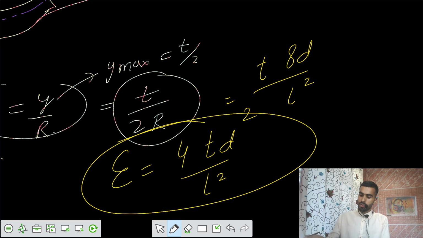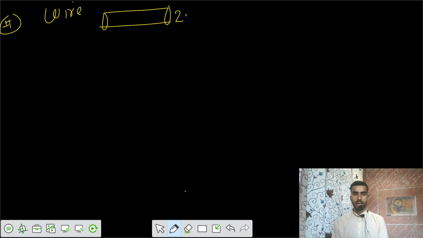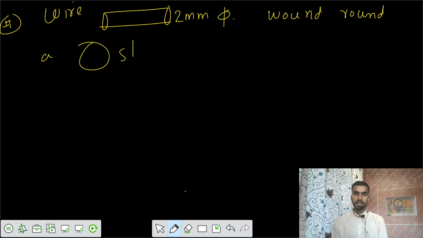Let's take two problems. Let's take the problem that involves stress transformation also. So we have a wire of thickness 2 mm, or we can say the diameter of the wire is 2 mm, that's wound round a circular shaft of 1 meter diameter. So the diameter of the shaft is 1 meter, and you wound that wire around that shaft.